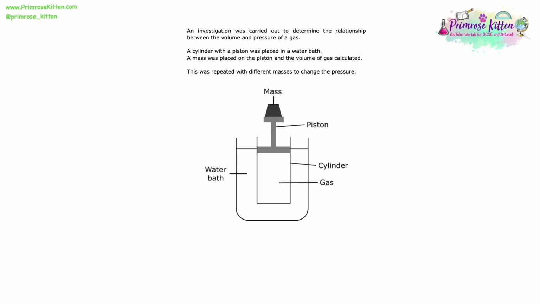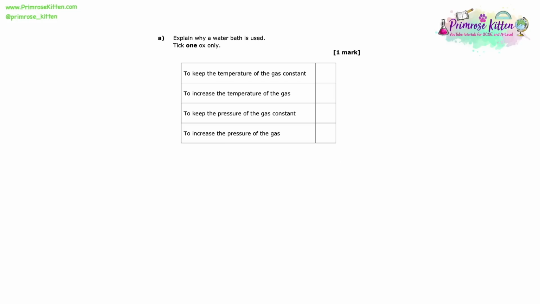An investigation was carried out to determine the relationship between the volume and the pressure of a gas. A cylinder with a piston was placed in a water bath. A mass was placed on the piston and the volume of gas calculated. This was repeated with different masses to change the pressure. So we're asked here to explain why a water bath is used. And we need to tick one box only.